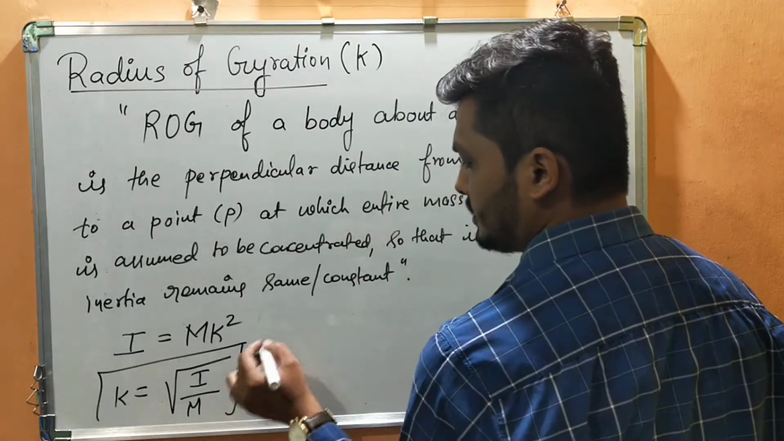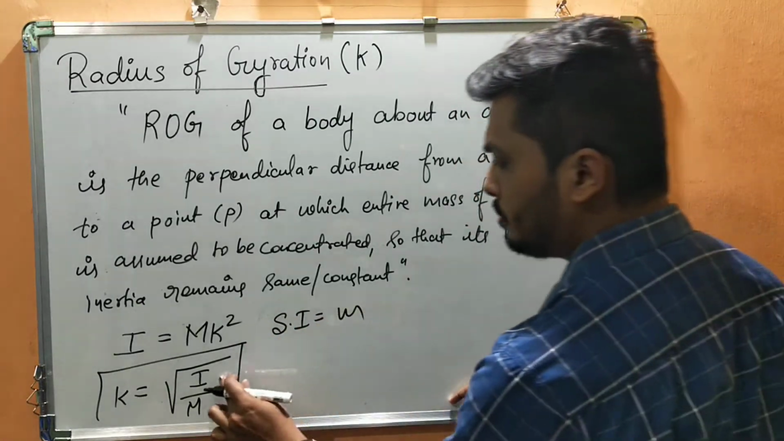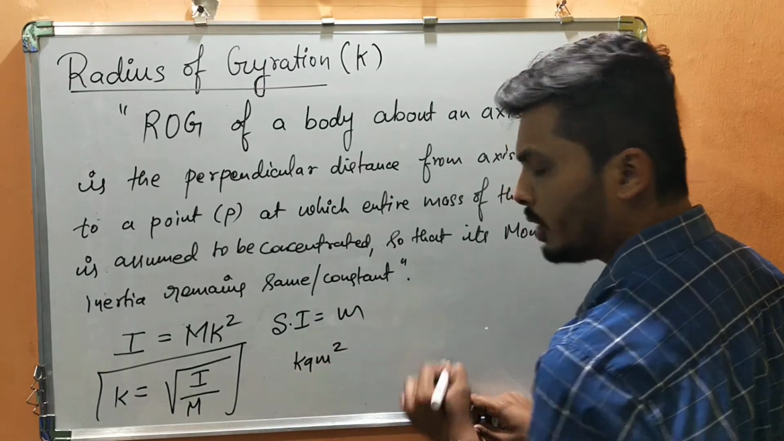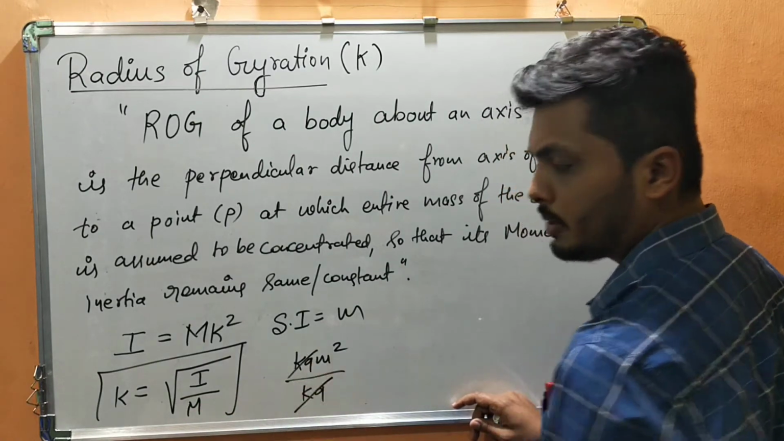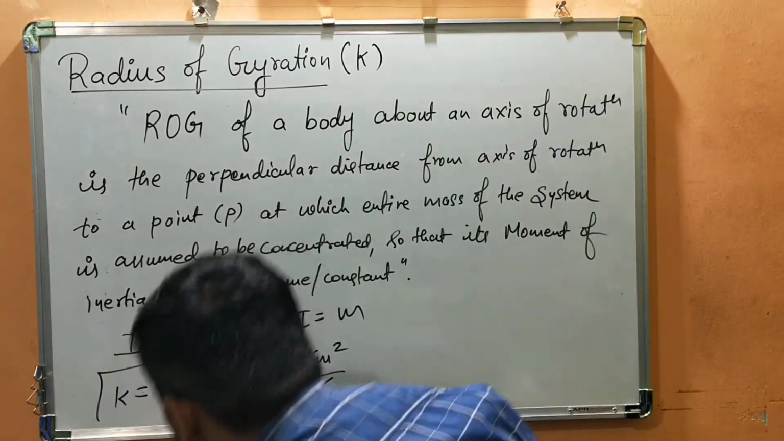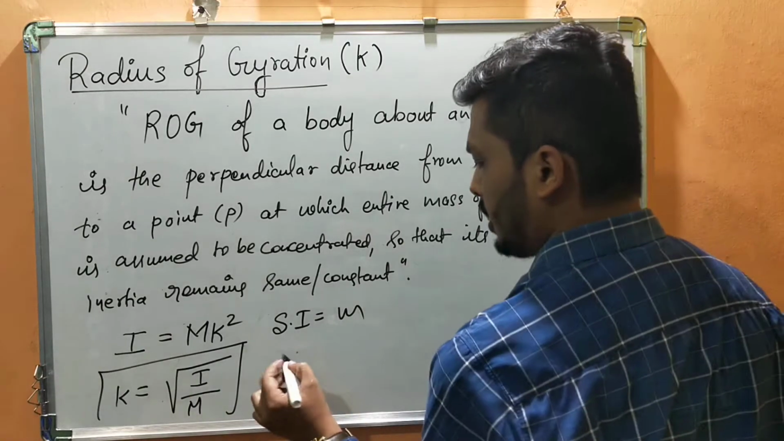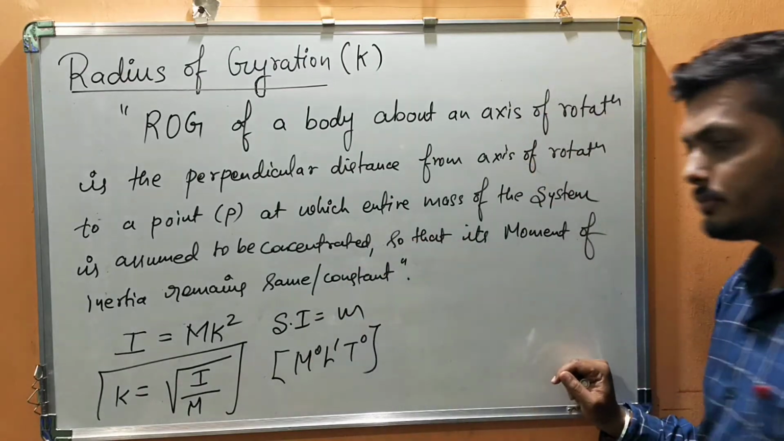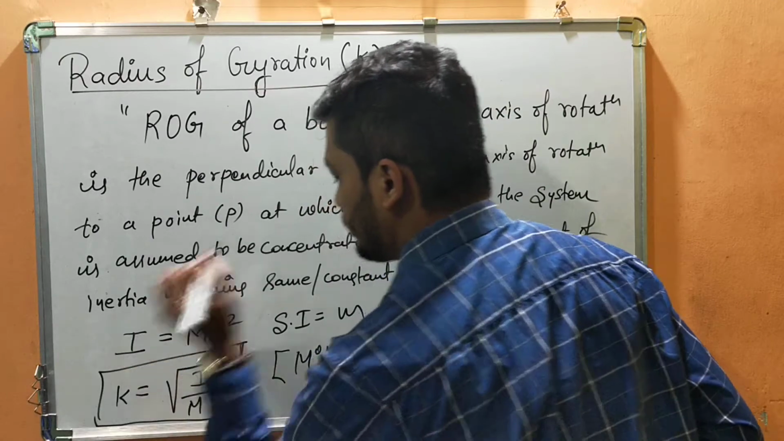Can I get its SI unit? Its SI unit is meters. How did you understand meter? This I is moment of inertia, and how do you calculate moment of inertia? Kilogram meter square, M R square, right? And this is mass, which is kilogram. So kilogram gets cancelled, and the square root of meter square will be meter. Okay, have you understood this? So its SI unit is meters. Can you write its dimensional formula? M0 L1 T0.